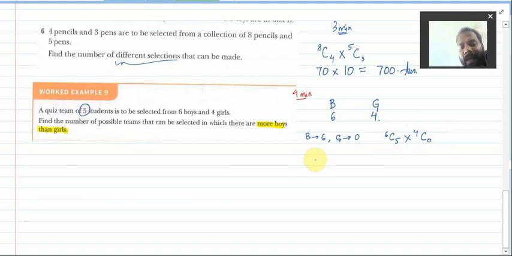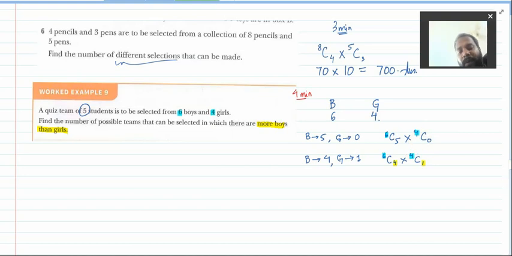Now I am looking for 4 boys. If I am selecting 4 boys, that means I need to pick 1 girl as well, because we need to make a team of 5 players. So that will be 6 combination 4, and now I need to pick 1 girl, that means 4 combination 1. Keep in mind that these two numbers show the sum of the persons we are selecting. We are selecting a team of 5 members, so 4 plus 1 is 5, 5 plus 0 is 5. And the total strength we have is 6 boys and 4 girls, so the total strength is always on the upper side of the combination.